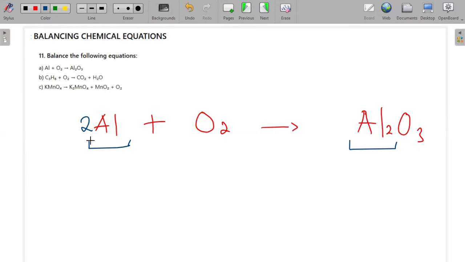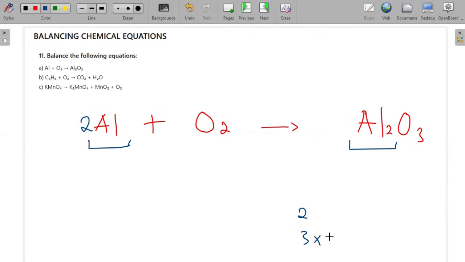And then you take a look at the oxygen. Here I have 2 oxygen. Here I have 3 oxygen. So how can I balance them? You notice that if you have 2 on one side and 3 on the other, you can just multiply these by the opposite numbers.